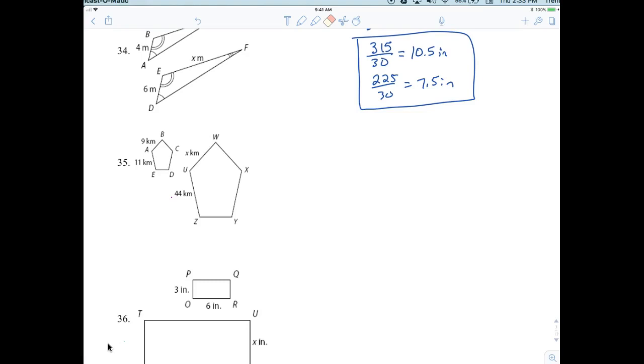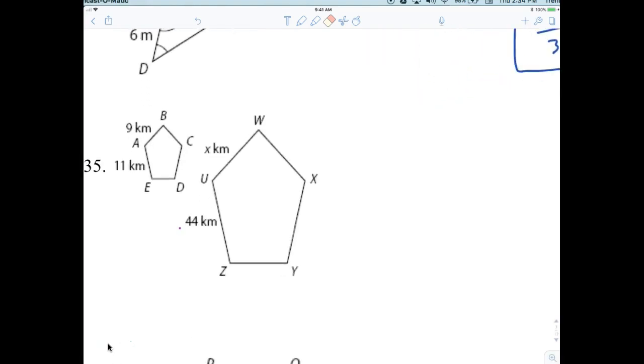Now, all of these, I would say, are simple, simple, simple, if you know how to set up a proportion. If you don't know how to set up a proportion, this is like impossible. Does everybody understand? These figures are similar, which means their sides are proportional. You've got to be with me. The sides are proportional. So let me ask you a question. What goes with 9?